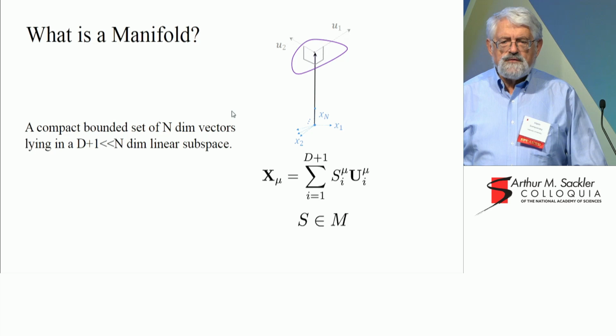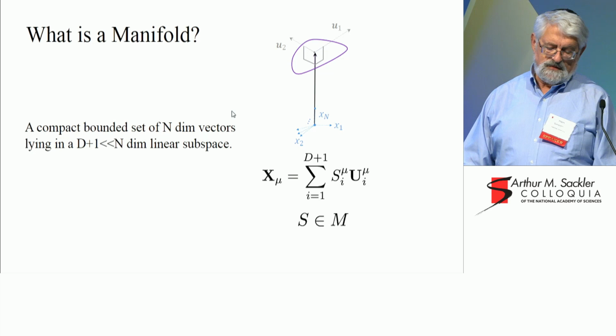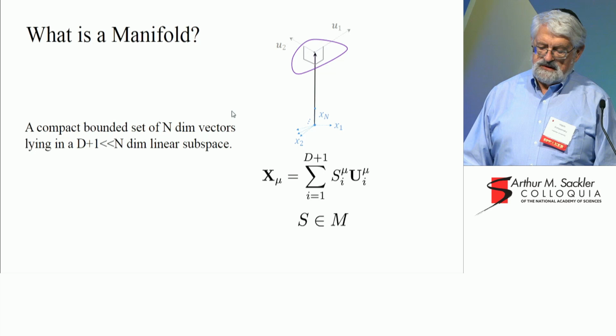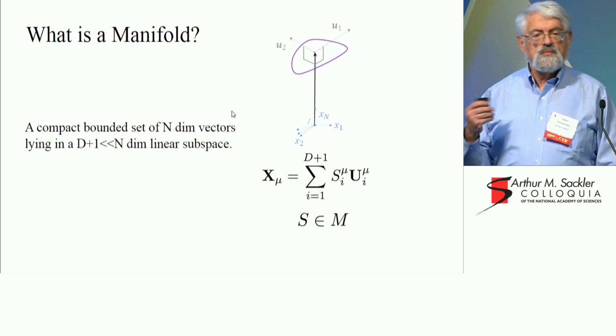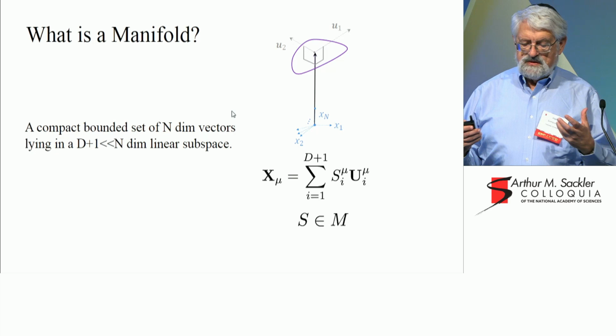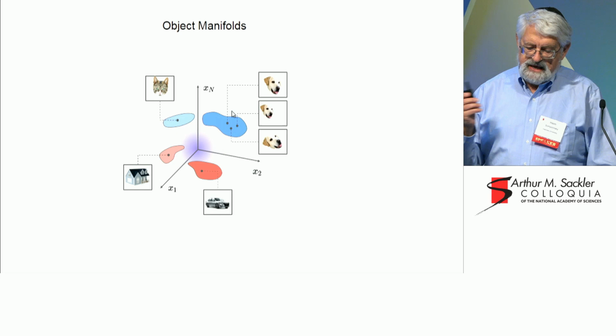So what do I mean by manifold? For the purpose of this work, manifold is a very general notion. It's a collection of points in N dimensions, a compact bounded set. The ambient dimension is high, it is N, but the set itself, the manifold, spans a linear subspace which is much lower, which is D. This can be smooth, can be non-smooth, can even be a set of points. So that's quite general. The idea is that data organized in manifolds have some sort of correlations that enable them to be well separated in principle. So this would be an object manifold, a cat, a dog, and so on.